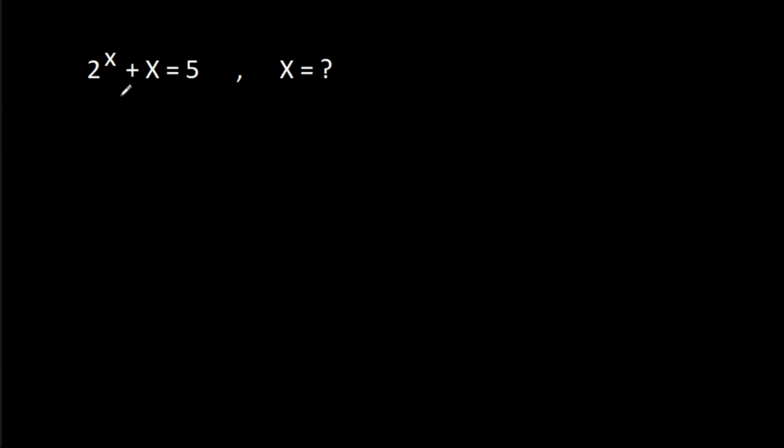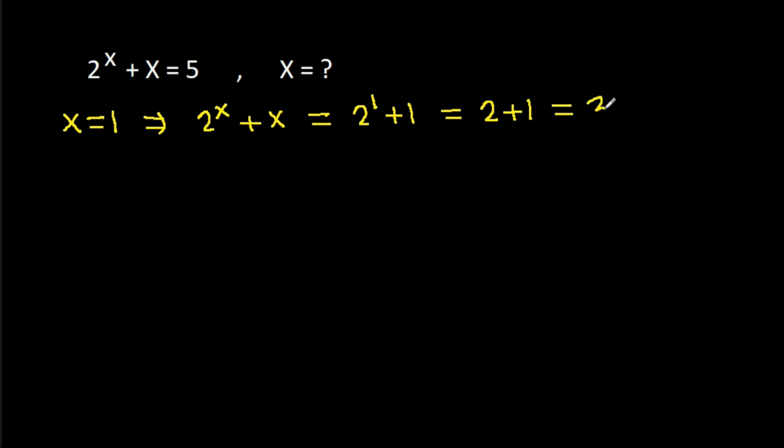In this video, we have been given that 2^x + x = 5. Then we have to find x. So if we check at x = 1, then 2^x + x will be 2^1 + 1, that is 2 + 1, that is 3, and 3 is less than 5.